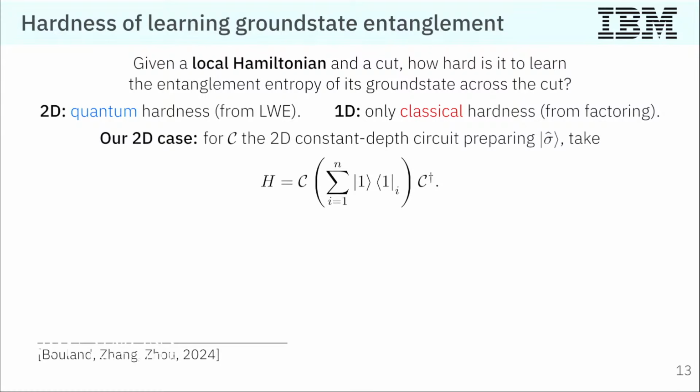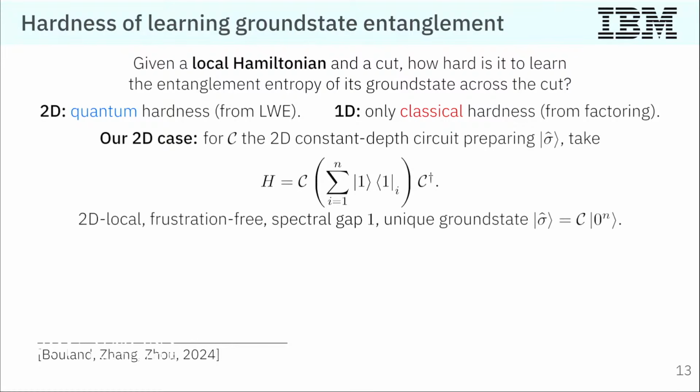So first of all, for the 2D case, I can just take this very simple Hamiltonian, which just applies a projector onto 1 at each location, on each qubit. And you can show that if you conjugate this Hamiltonian by the circuit that is preparing that pseudo-entangled state from the previous slide, then its unique ground state is exactly the output of the circuit. So it's exactly that pseudo-entangled state.